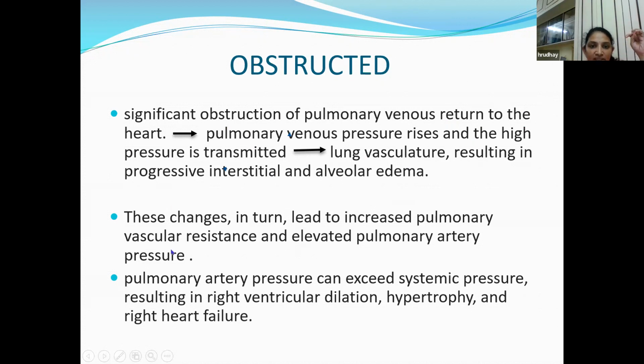These changes in turn lead to increased pulmonary vascular resistance and elevated pulmonary artery pressure. So everything happens backward: pulmonary venous pressure is high, the lung vasculature is affected, resulting in interstitial and alveolar edema, then increased pulmonary vascular resistance and elevated pulmonary artery pressure. When pulmonary artery pressure is higher than the systemic pressure, it results in right ventricular dilatation, hypertrophy, and right heart failure.